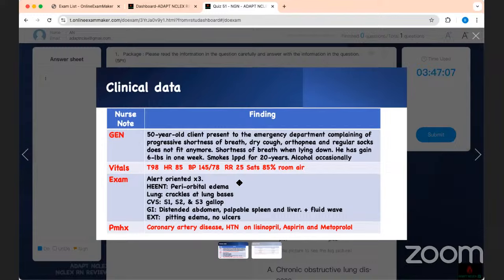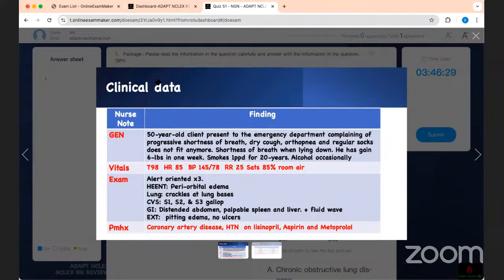A 50-year-old client presented to the emergency department complaining of progressive shortness of breath, dry cough, orthopnea, and regular socks do not fit anymore. Shortness of breath when laying down. He has gained about 6 pounds in 1 week. Smokes about 1 pack per day for 20 years. And alcohol occasionally, right? Heart rate of 85, blood pressure is slightly elevated, SATs 85 on room air.